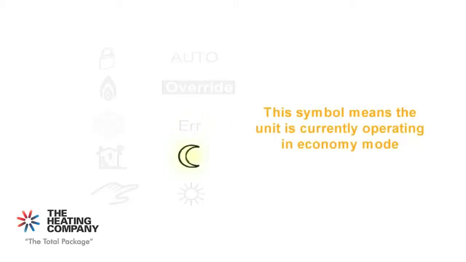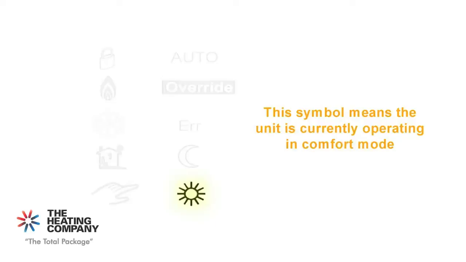The moon symbol means the unit is operating in economy mode. When in economy mode, your floors will only turn on when the temperature falls below your chosen minimum temperature. And the sun symbol means the unit is currently operating in comfort mode. When in comfort mode, the floors will be heated to the temperature you desire.